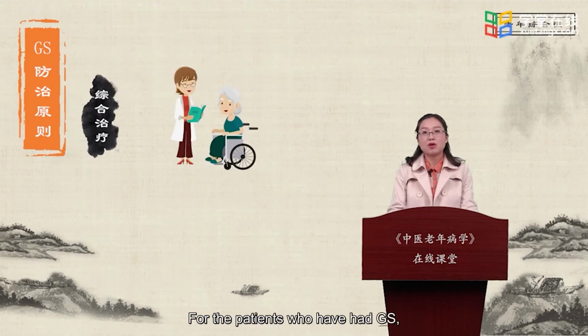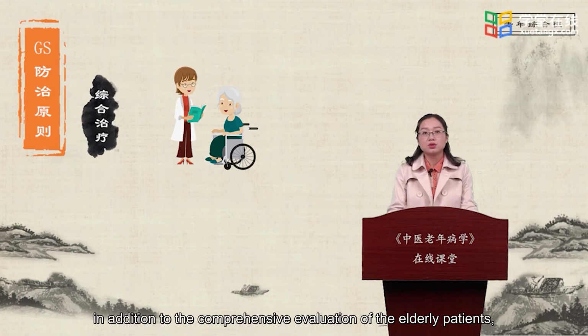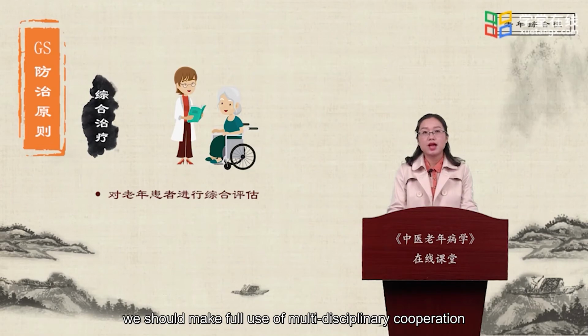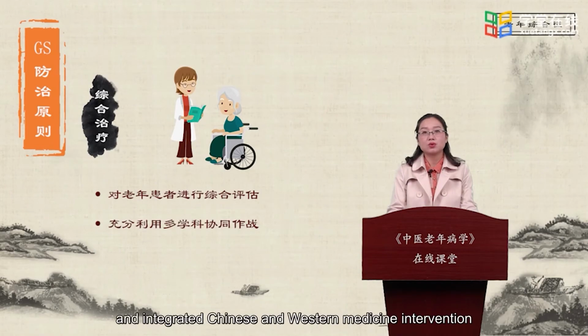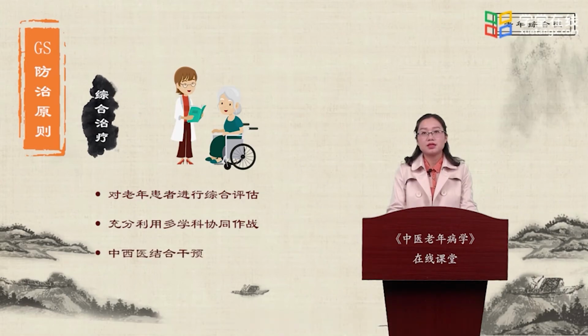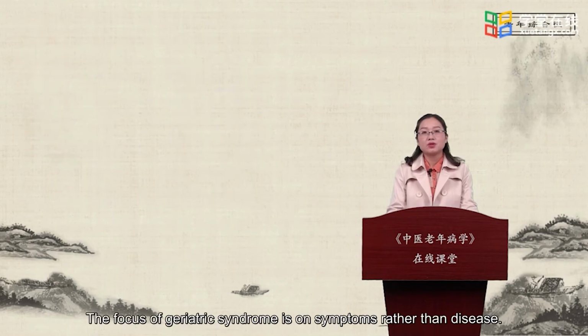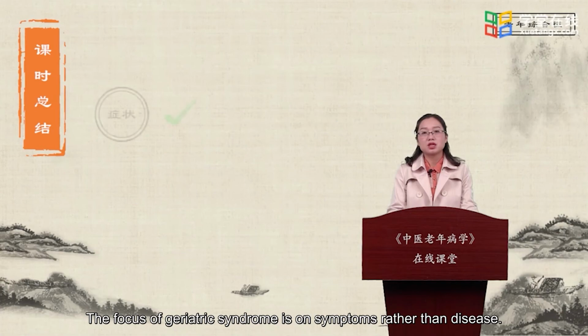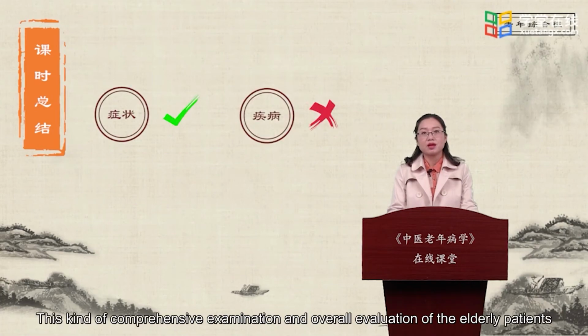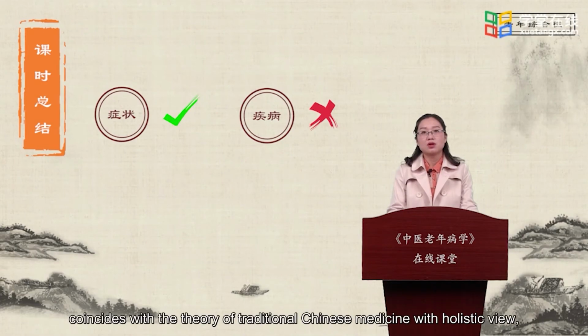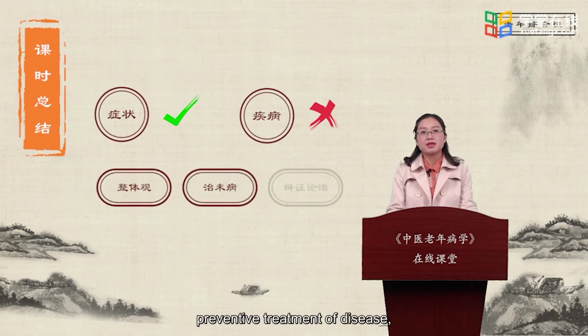For the patients who have had GS, in addition to the comprehensive evaluation of the elderly patients, we should make full use of multidisciplinary cooperation and integrated Chinese and Western medicine intervention to make targeted treatment. The focus of geriatric syndrome is on symptoms rather than disease. This kind of comprehensive examination and overall evaluation of the elderly patients coincides with the theory of traditional Chinese medicine with holistic view, preventive treatment of disease, and treatment based on syndrome.